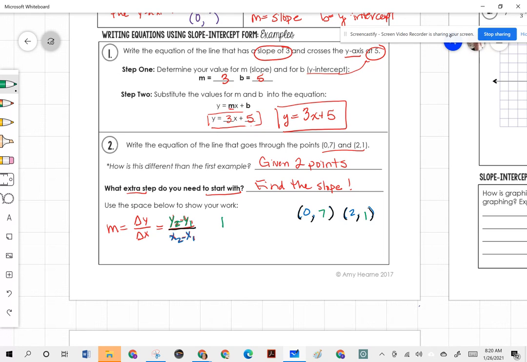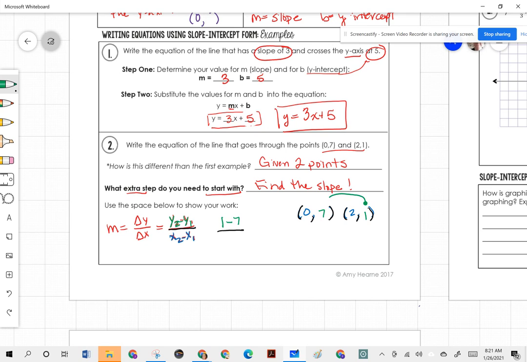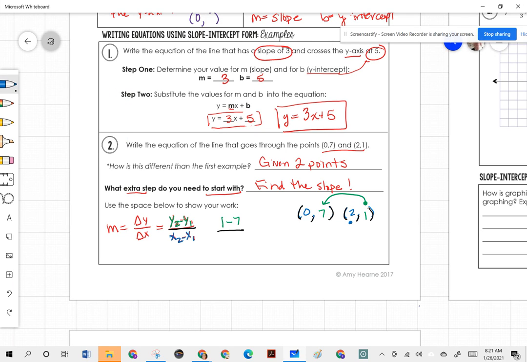All right, so let's go ahead and look at my y's. So I'm going to have 1 minus 7 over, and because I went 1 minus 7 here, I started at the 1 and subtracted the 7, I need to be consistent with starting at the 2 and subtracting the 0. Okay, so now we just go through. This is going to give me negative 6 over 2, and that's going to give me negative 3.